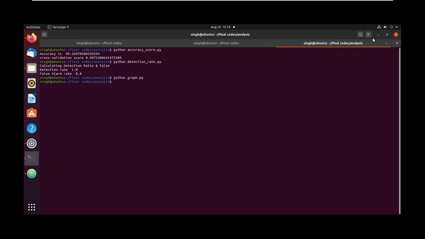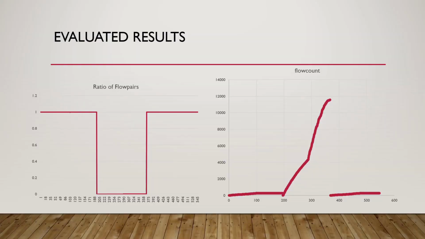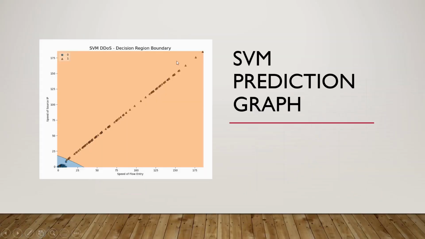So the graph is generated. This is the graph generated from that script, the SVM DDoS decision region boundary. On the y-axis we have the speed of source IP, and on the x-axis we have the speed of flow entry. It compares both of these parameters, and the blue area you see here has the normal traffic predictions, and the rest of the area is the attack traffic prediction. As you can see, the attack traffic prediction is done right and it goes up drastically. So this was the SVM prediction graph, and this was the working and demonstration of my project.